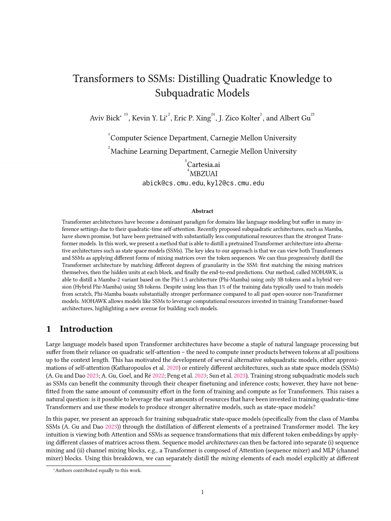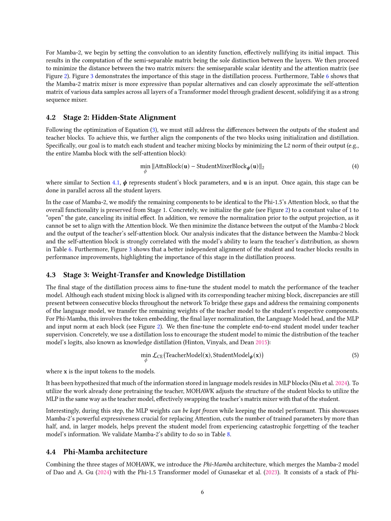The MOHAWK method consists of a three-phase distillation process designed to train subquadratic state space models, SSMs, by leveraging a pre-trained transformer model. 1. Matrix orientation. In this initial phase, the student model's matrix mixer is aligned with the teacher model's self-attention matrix. This involves setting the components preceding the matrix mixer in the student model to match those of the teacher, followed by minimizing the distance between the two matrix mixers across all layers.